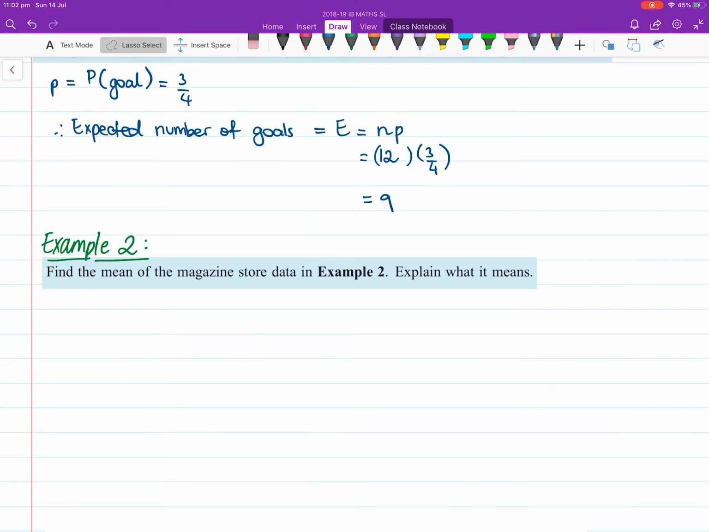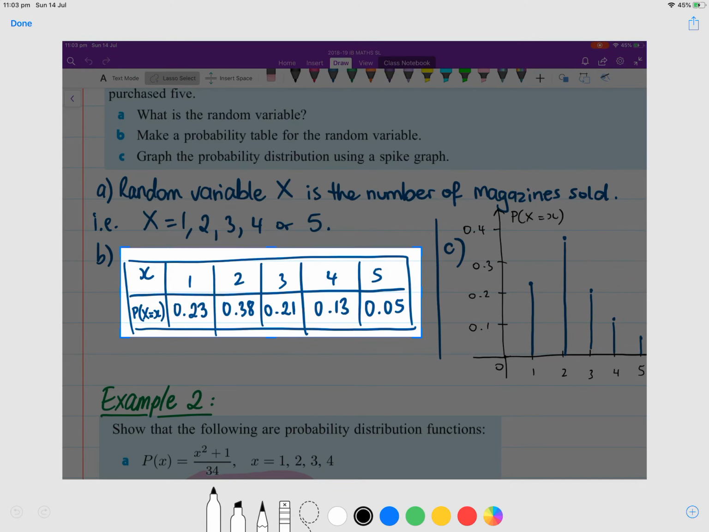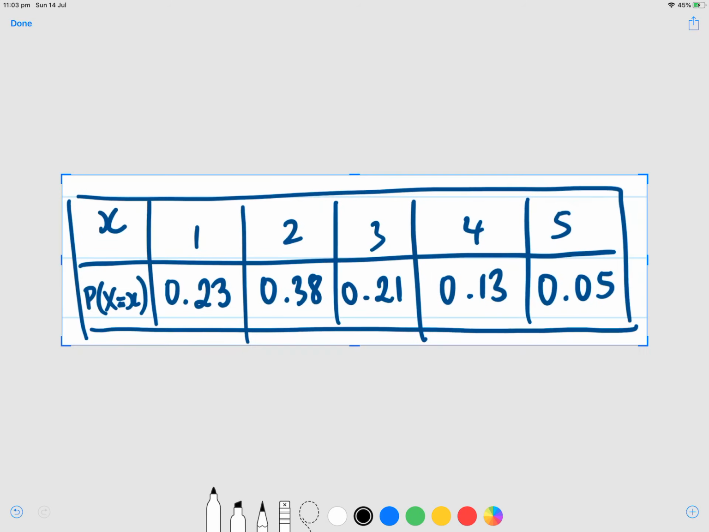So we've got X. Remember, you could get 1, 2, 3, 4, or 5 magazines bought by people. And these were the probabilities: 0.23, 0.38, 0.21, 0.13, 0.05. Now, the question is asking us, actually what I'll do is take a snapshot because it'll be easier than flicking back and forth. Let's do that. So here we've got our probability distribution table. Let's insert it.